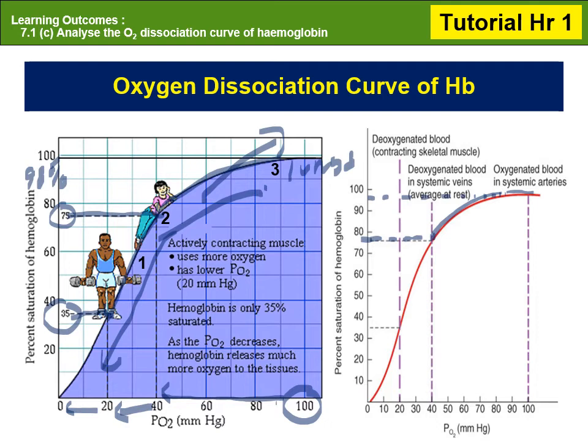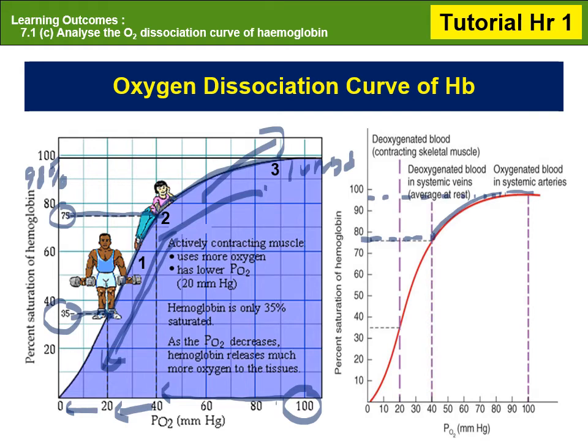Kalau buat ke atas ataupun ke kiri dan ke atas, less readily the hemoglobin releases the oxygen. Kalau dia bergerak ke bawah to the right, the more easily it releases the oxygen.